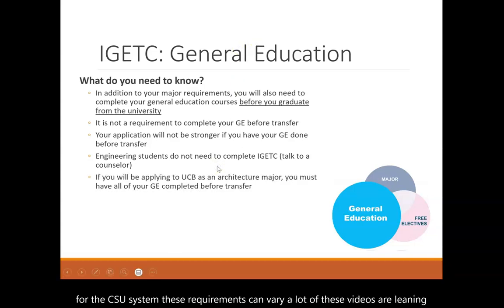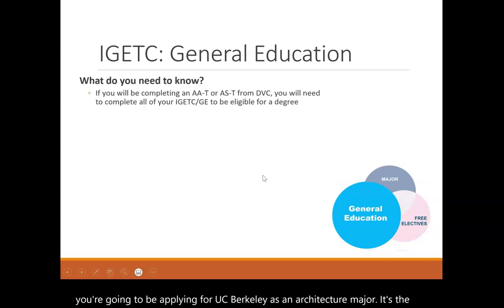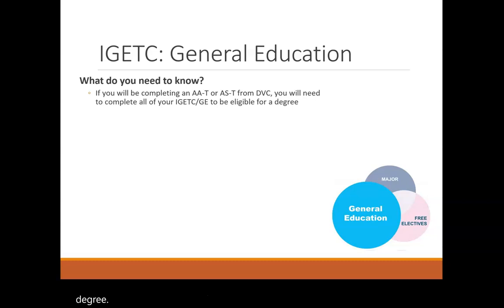The one exception to the rule of not needing your GE done before transfer is if you're going to be applying for UC Berkeley as an architecture major. It's the one instance that you do need to have all the GE done beforehand. If you're going to be completing an associate's degree for transfer, you will need to complete all of the general education in order to be eligible for the degree. I will have some videos also on associate's degrees, and I'll have some more details in there as well.